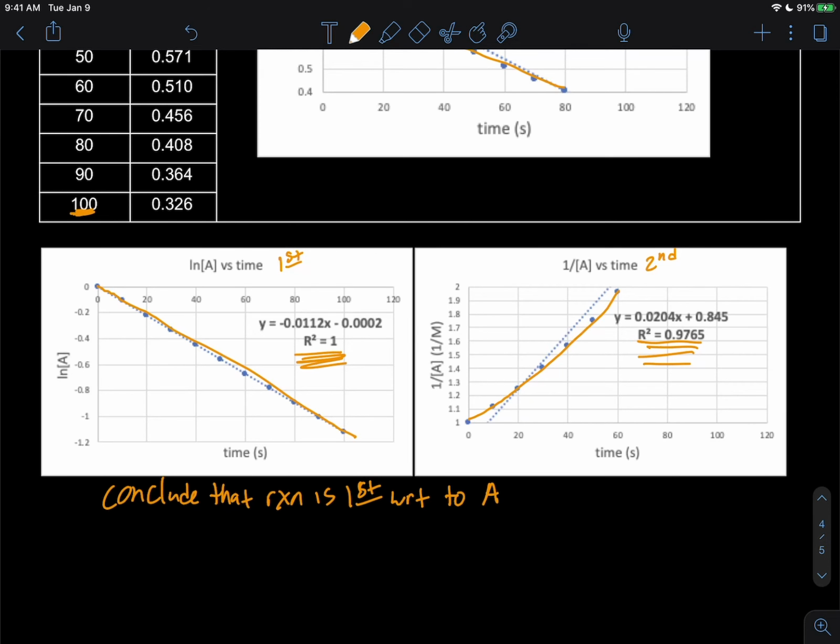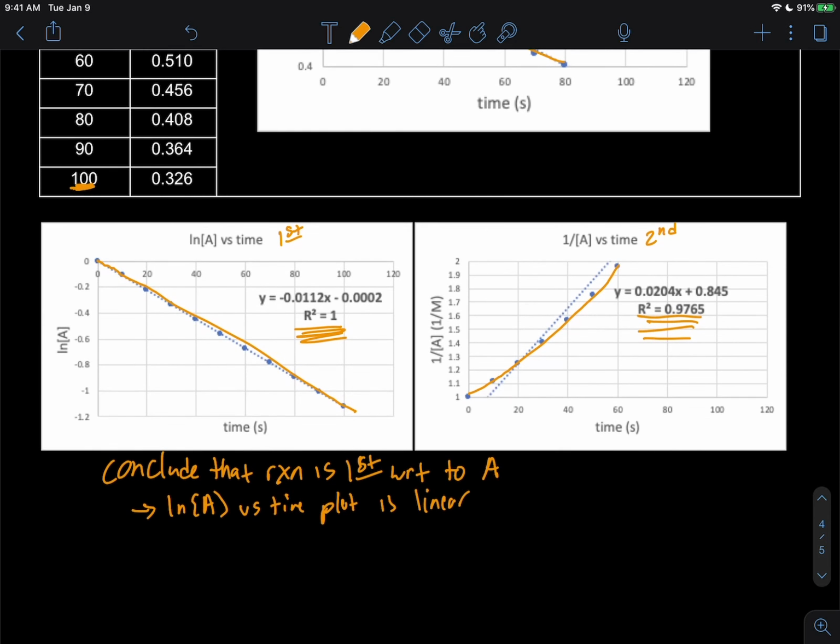The reason we can make that conclusion is because the natural log of the concentration of A versus time plot is linear. That fits the integrated rate law that we would observe for a first order reaction. Okay, so now we're able to conclude our first question, what is the order with respect to A? It is first order. So that would be question 1.